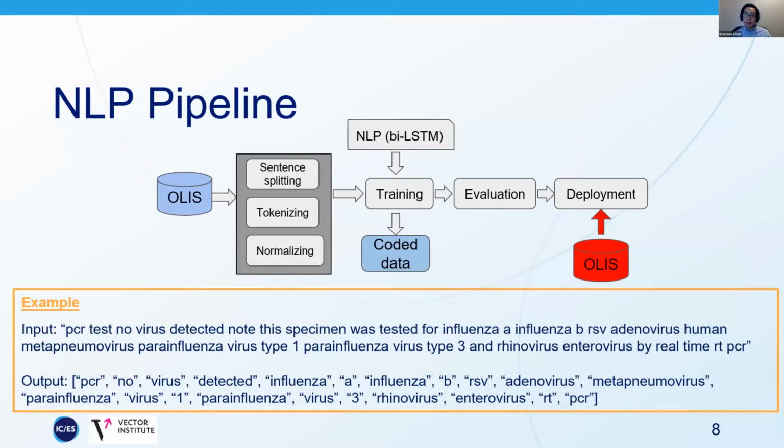We are currently in the process of evaluating the classifications and working on the second part of the project, which is to encode the extracted entities into a research-ready form. Eventually, in deployment, the NLP model could be applied directly to incoming OLIS data, but we would still require some manual review to make sure that it is working as intended.